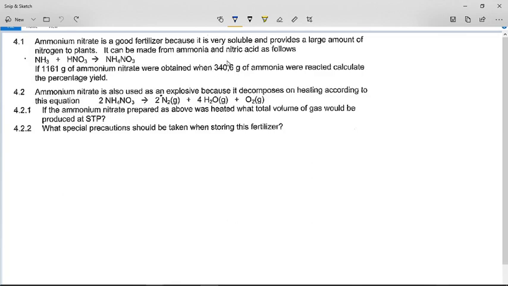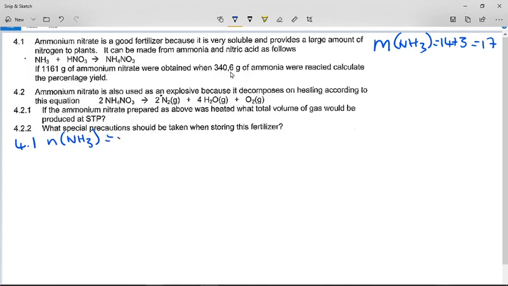So at this moment, ammonia is controlling this reaction. If we know how many moles of ammonia we've got, we can get the theoretical yield. So our first thing to do is to have a look: what is the relative molecular mass of ammonia? That will be 14 plus 3 hydrogens, which is going to give you 17. So if we look at 4.1, we want to calculate the number of moles of ammonia that we have.